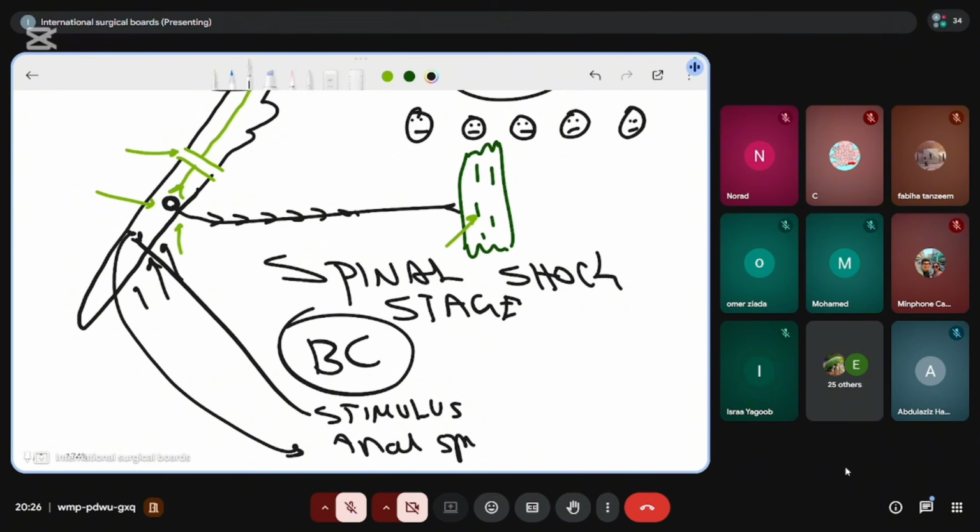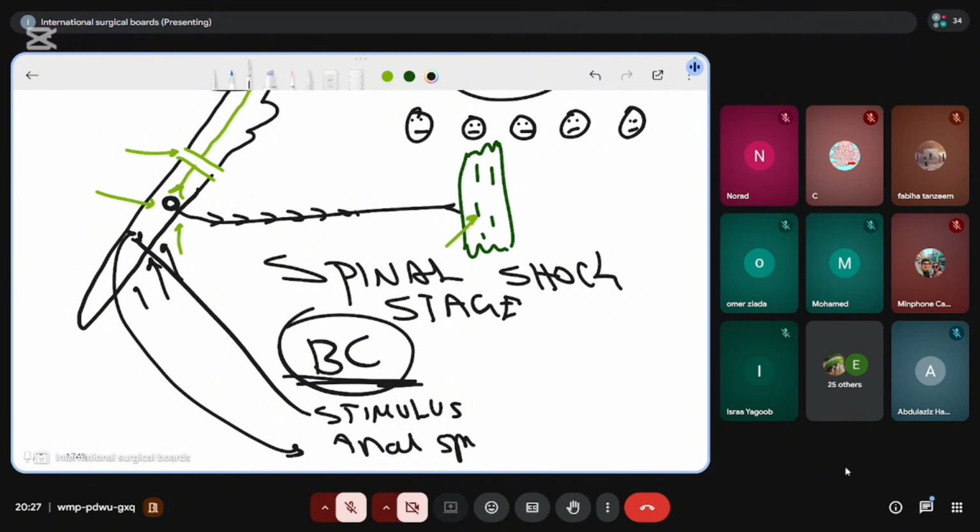Of course, during the spinal shock stage, this reflex is not there. But when the spinal shock stage has ended, which can typically take a few days to a few weeks, the bulbocavernosus reflex comes back. The presence of the bulbocavernosus reflex doesn't mean anything. It does not mean the injury was complete or incomplete. It just means that the spinal shock stage has ended. That's all it tells us.